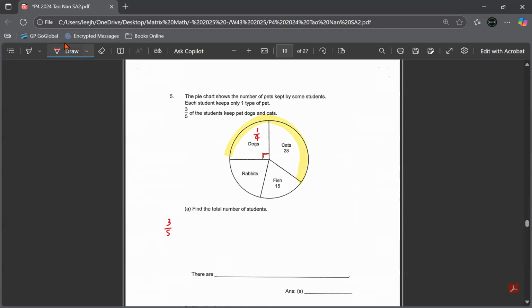So 3/5 minus 1/4. So times 4 times 5, equal to 12 over 20 minus 5 over 20, 7 over 20. So 7 over 20 is 28. Then you look for 1 over 20. 28 divided by 7 equals 4. Total means one whole, 20 over 20. 20 times 4. There are 80 students. So write down 80 students.